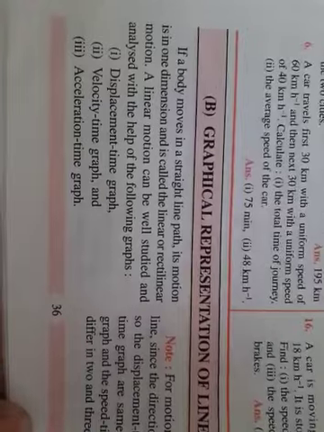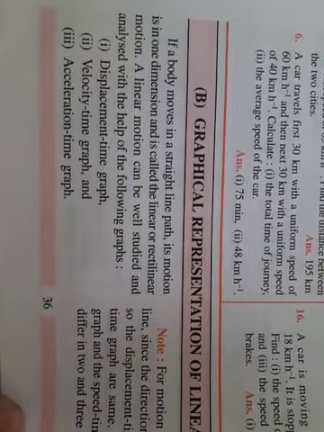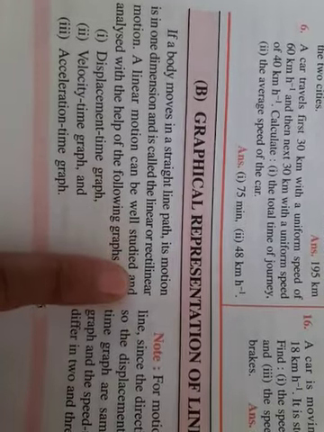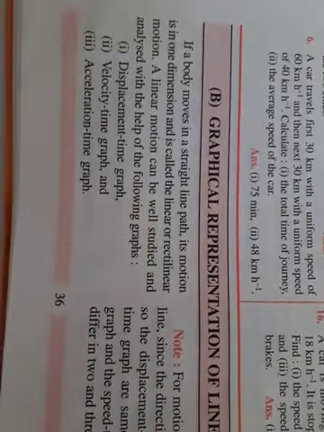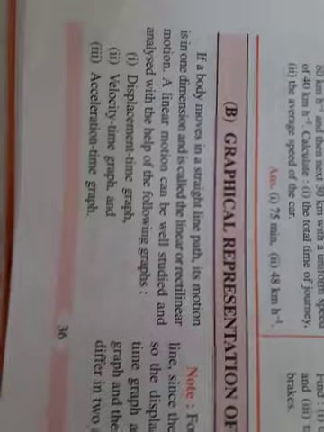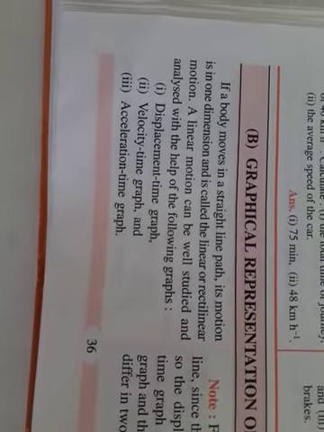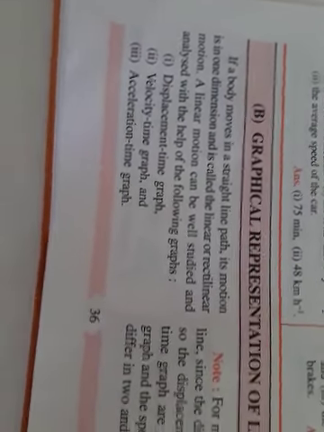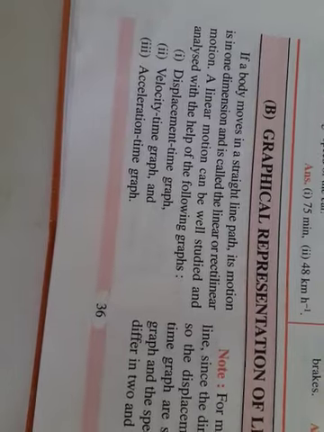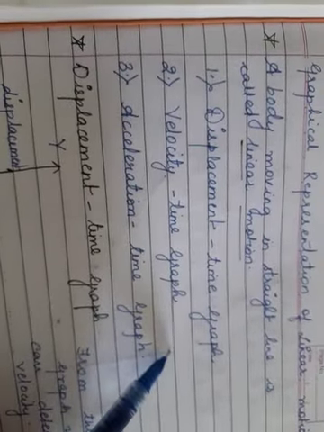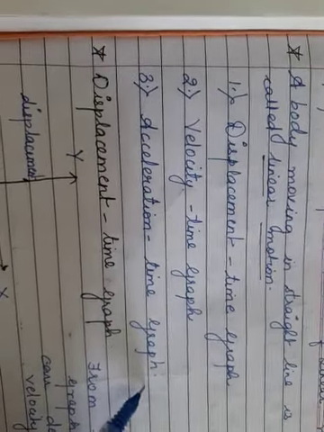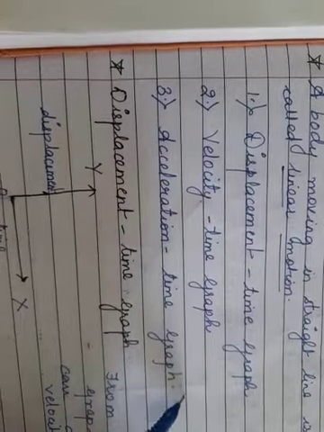Now if the body is moving in a straight line path, and its motion is in one dimension, we call it linear or rectilinear motion, right? This we had previously also discussed, that if the body is moving in a straight line path, we say that it's linear motion. So today we are going to see all the graphs only on the basis of one dimension. So the displacement time graph, velocity time graph, and acceleration time graph, all these three aspects we will be studying.